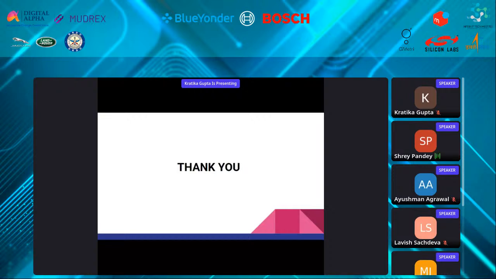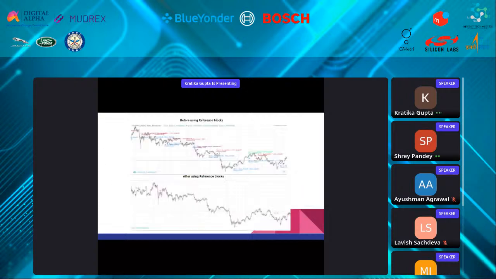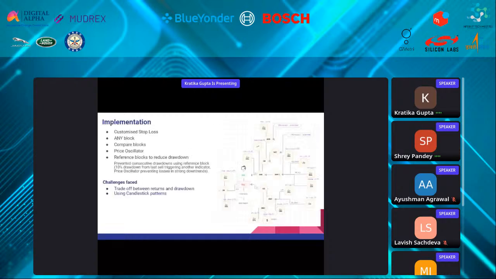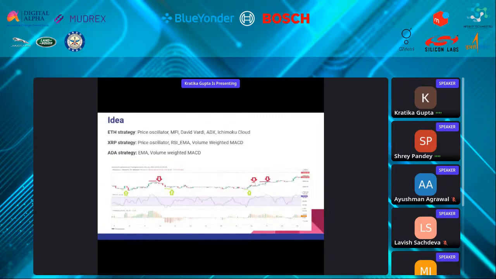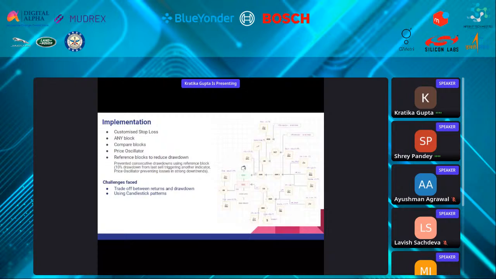Can you go back to the strategy slide? Yeah. This one? Yeah, this should do. So, what was the target here? Like, were you planning on capturing upswings in the markets, or were you?